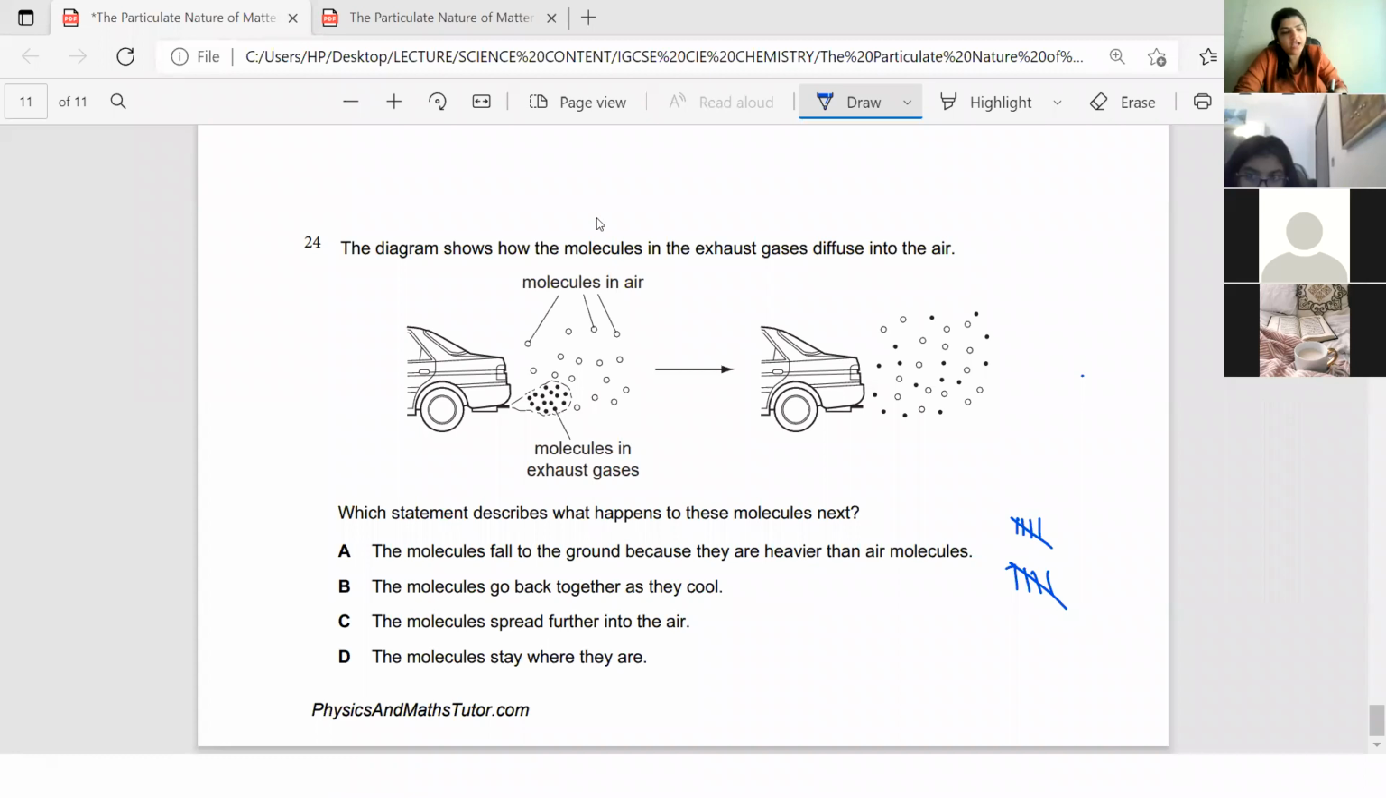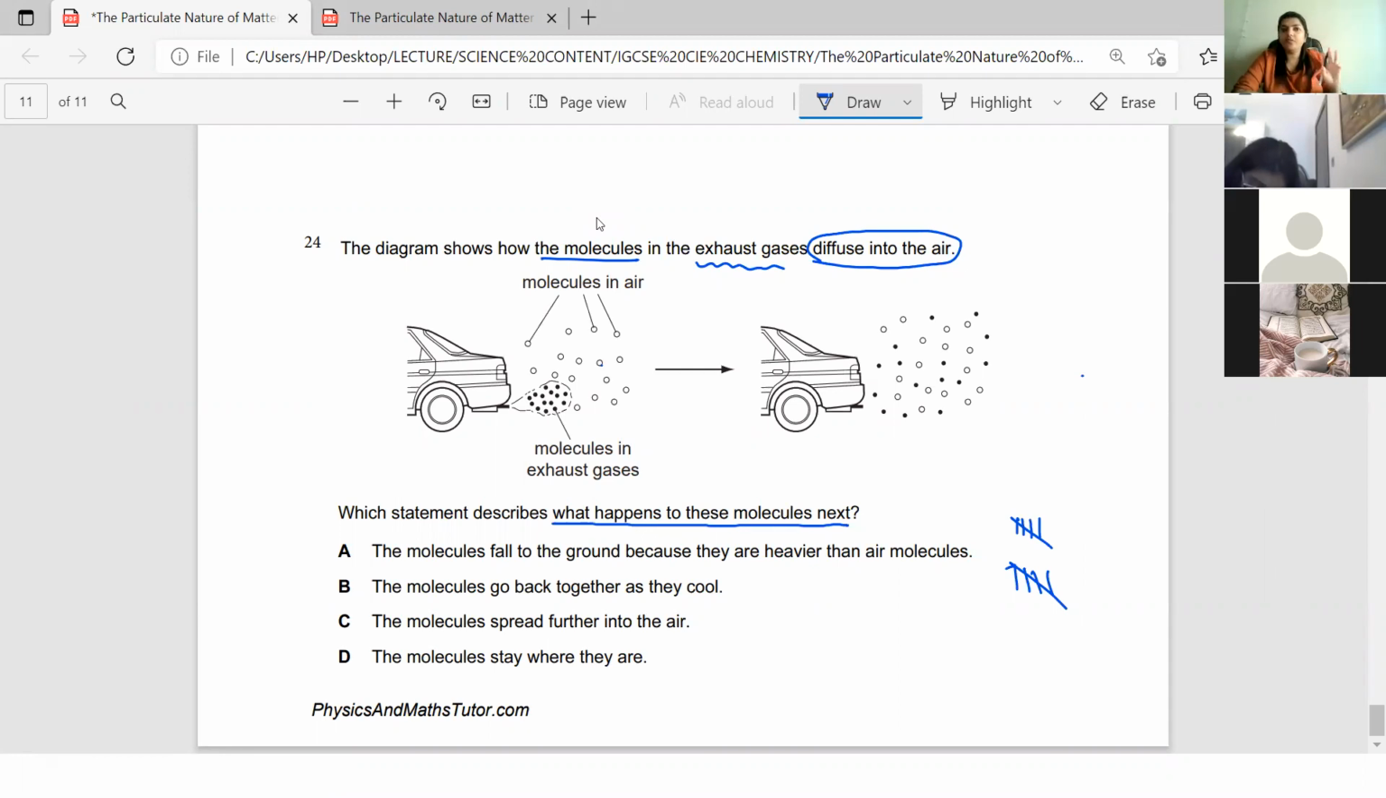The diagram shows how the molecules in the exhaust gas diffuse in the air. Okay, the molecules in the exhaust gas and molecules in the air. Now they are diffusing, they are intermixing. How will they diffuse? Which statement describes what happens to these molecules next? The molecules fall to the ground because they are heavier than air molecules.